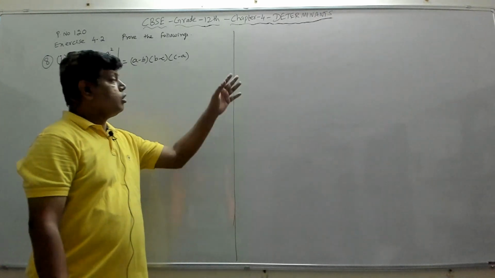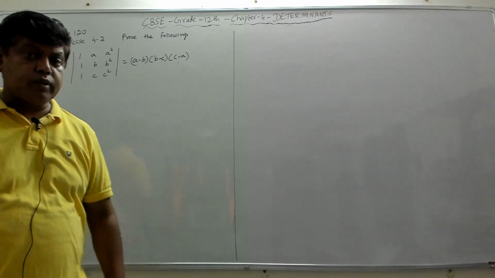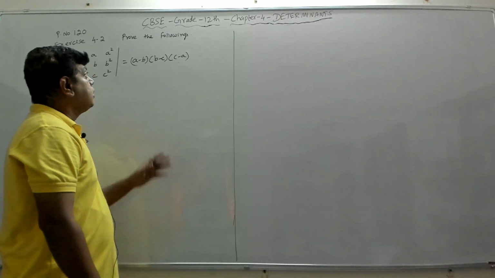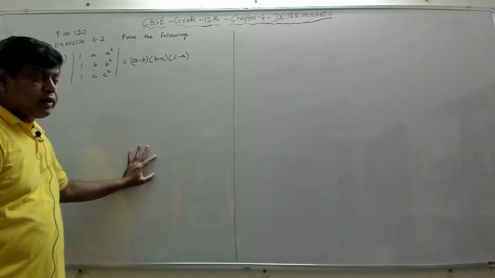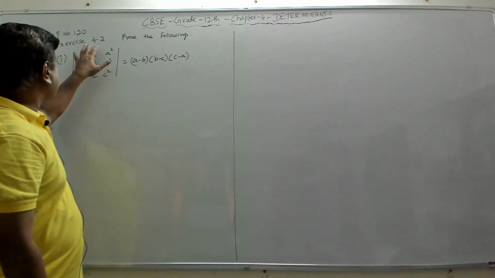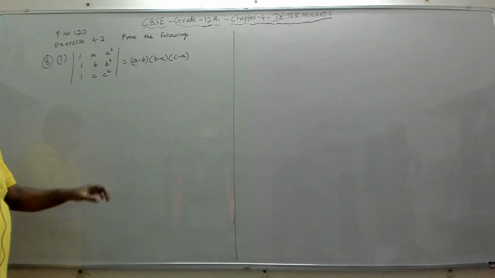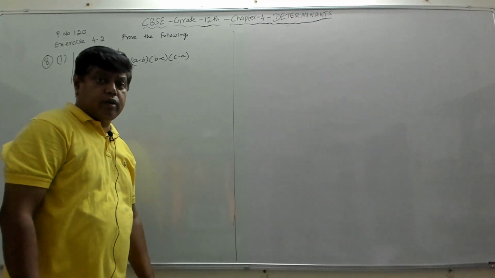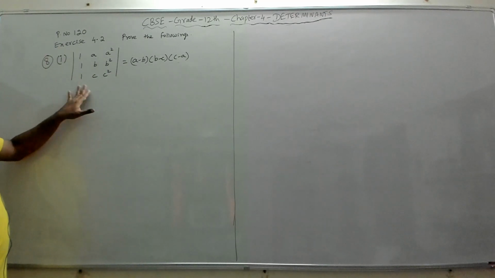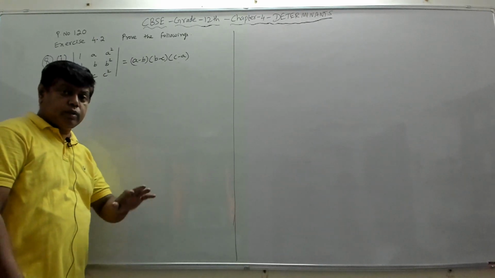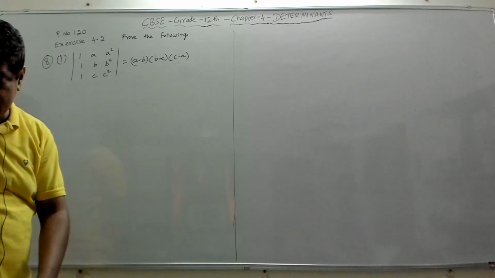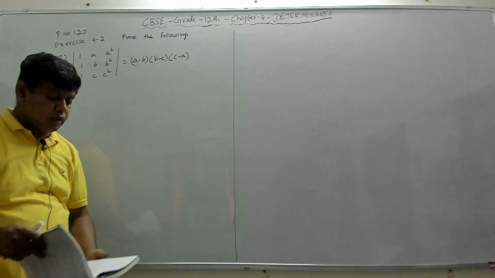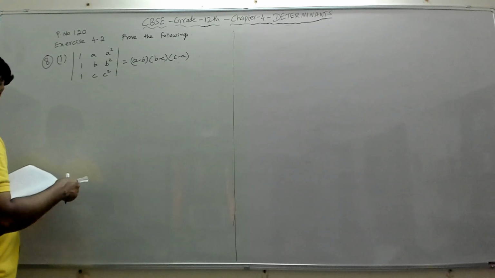In this video, we'll continue with the chapter Determinants, which is chapter 4 from your 12th standard CBSE mathematics. We'll continue with exercise 4.2 on page number 120 of your textbook. I'm going to continue with problem number 8. In the previous video, we saw problems till problem 7, and this video will continue from problem number 8.